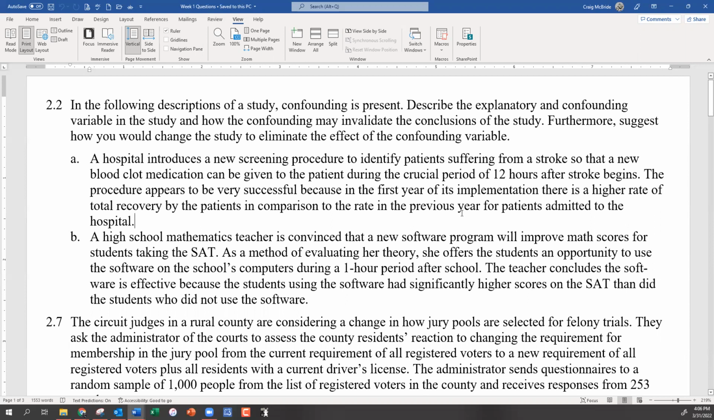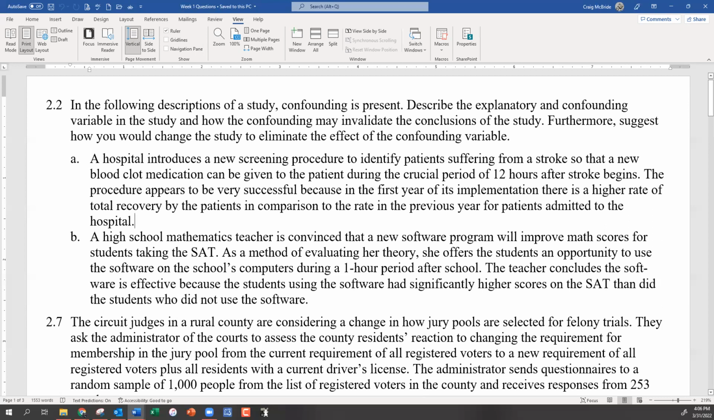So for instance, in the first one, a hospital introduces a new screening procedure to identify patients suffering from a stroke so that a new blood clot medication can be given to the patient during the crucial period of 12 hours after the stroke begins. The procedure appears to be very successful because in the first year of its implementation, there is a higher rate of total recovery by the patients in comparison to the rate in the previous year for patients admitted to the hospital.